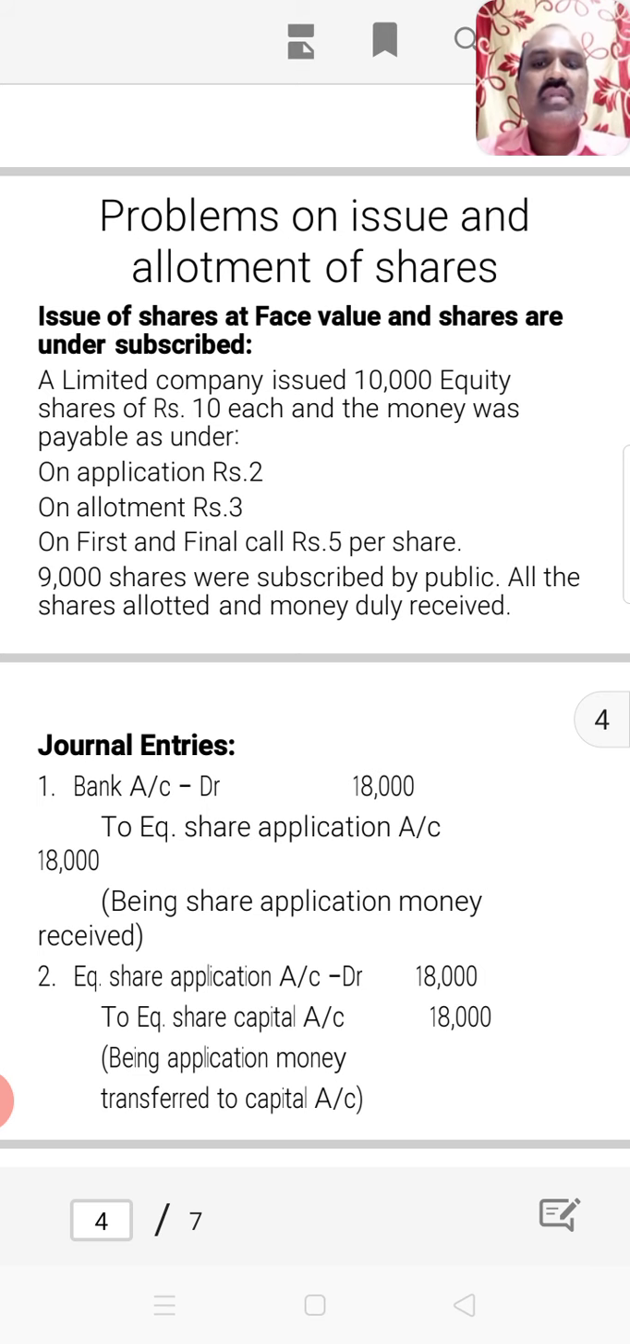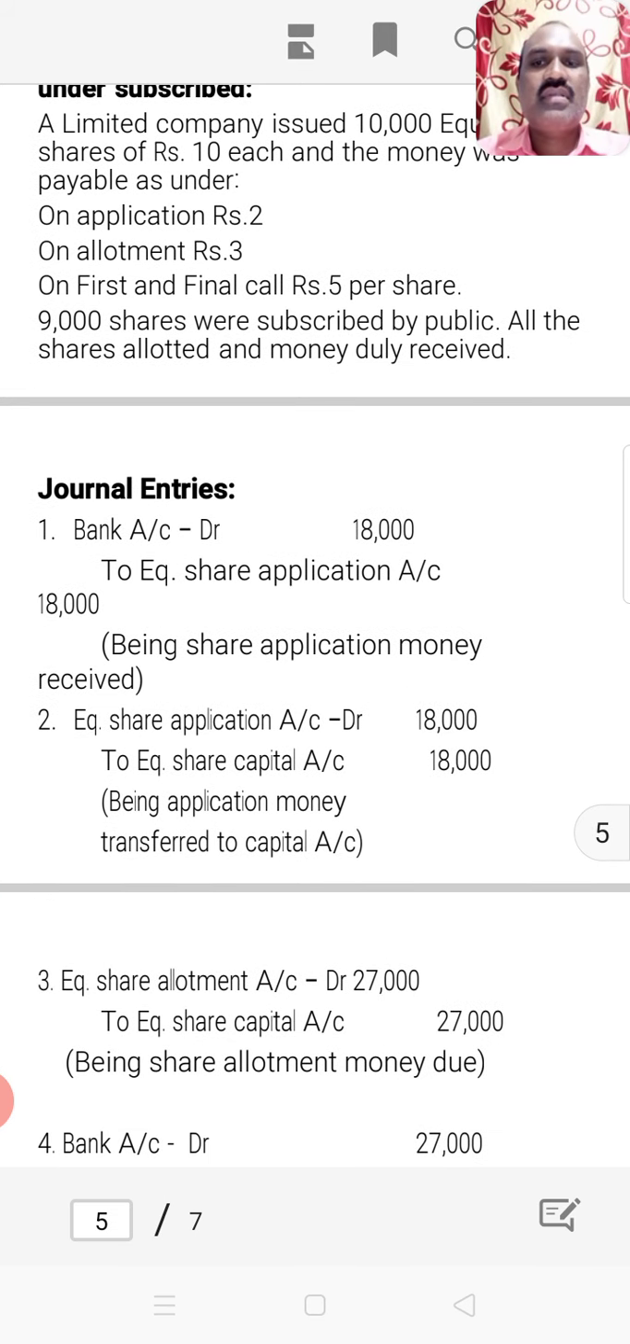Let us see how these entries are made in the accounting books regarding issue of shares. The first journal entry at the time of issue of shares is for the application money. Bank account is debited, since money is coming in, and equity share application account is credited. On 9,000 shares at the rate of 2 rupees each, 9,000 into 2 rupees becomes 18,000. Therefore, 18,000 debited and 18,000 credited.